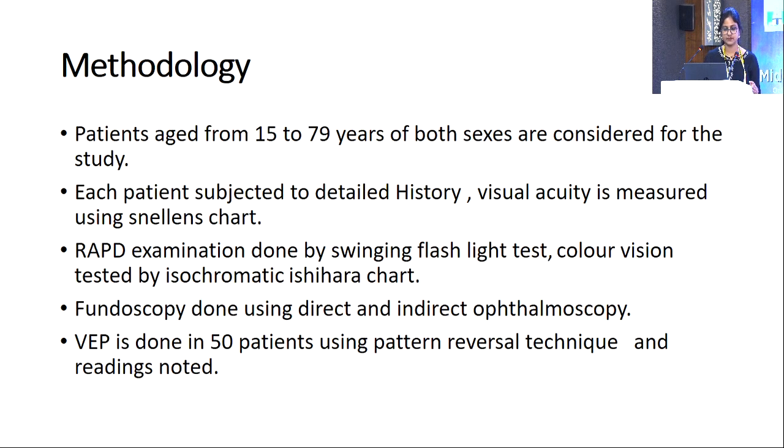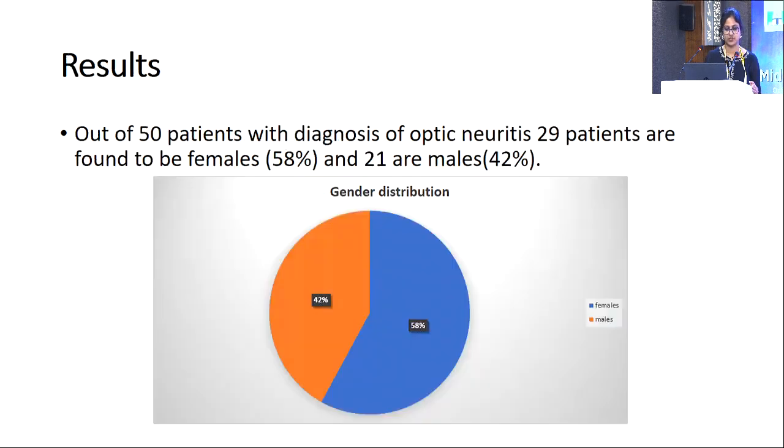Patients aged from 15 to 79 years, both sexes, were considered and subjected to detailed history. Visual acuity was measured, RAPD examination was done by the swinging flashlight test, and color vision was tested by the isochromatic Ishihara chart. Fundoscopy was done using direct and indirect ophthalmoscopy, and VEP was done using the pattern reversal technique, and the readings were noted.